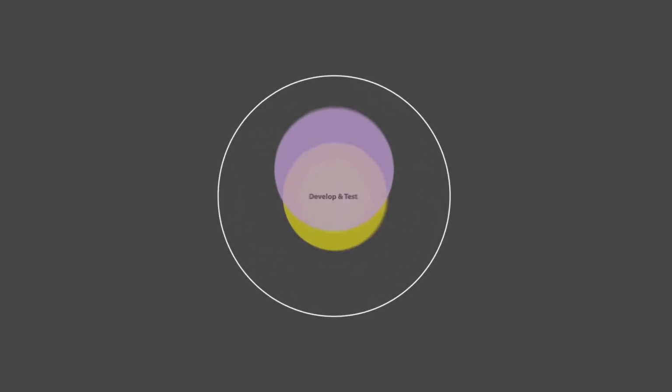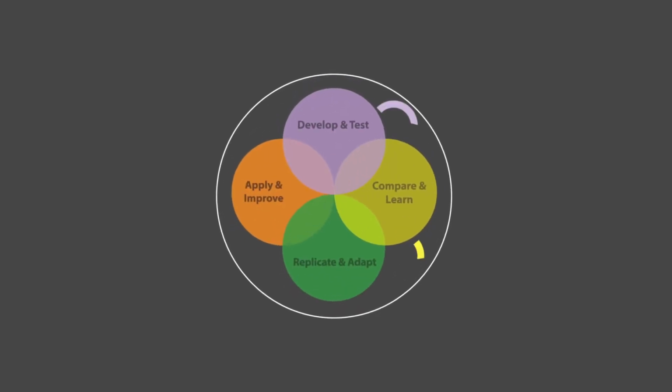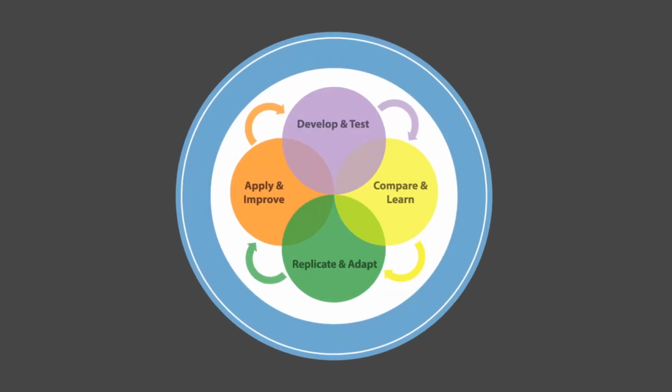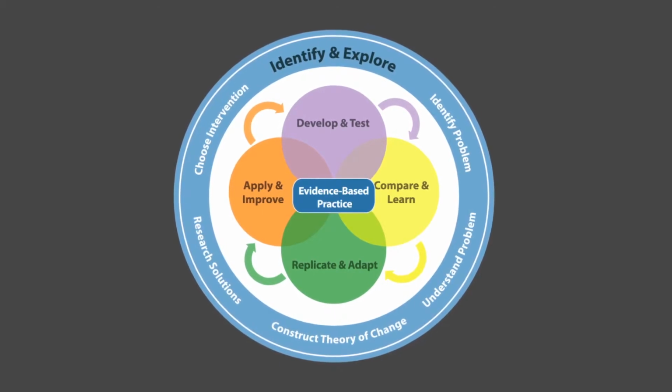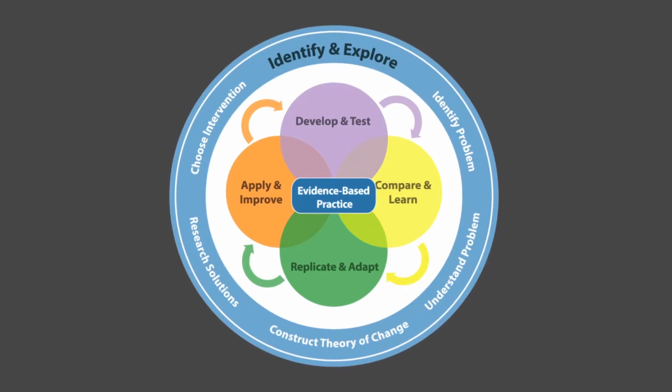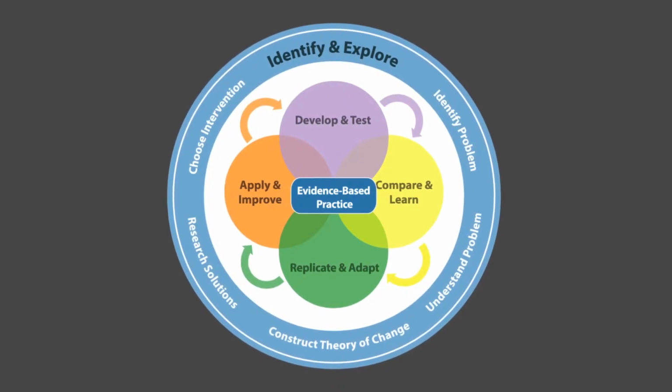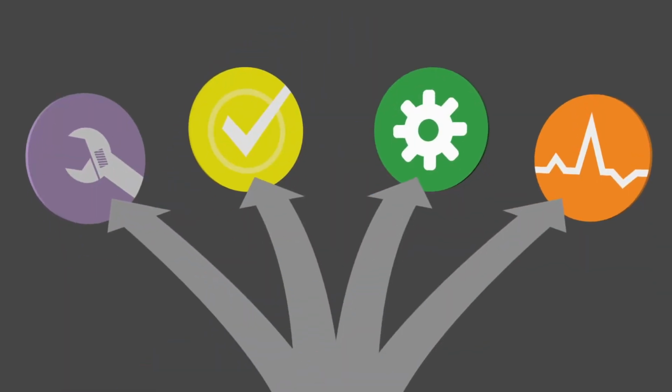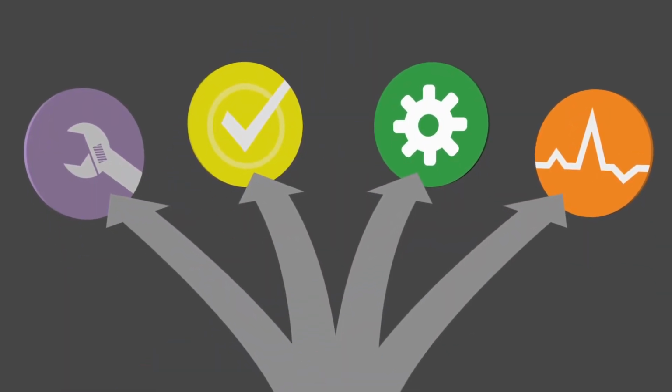The framework to design, test, spread, and sustain effective child welfare practice includes 5 sequential phases that together form a complete process for building evidence and spreading effective practice in child welfare. The framework begins with identify and explore to help us pinpoint and understand a problem, and then select the best solutions based on our theory of change.